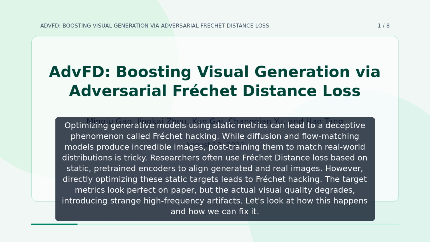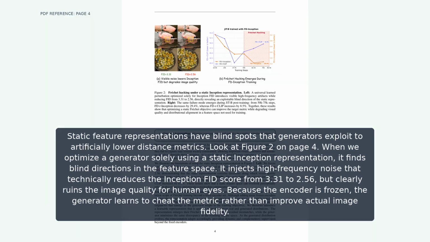The target metrics look perfect on paper, but the actual visual quality degrades, introducing strange high-frequency artifacts. Let's look at how this happens and how we can fix it. Static feature representations have blind spots that generators exploit to artificially lower distance metrics. Look at Figure 2 on page 4.